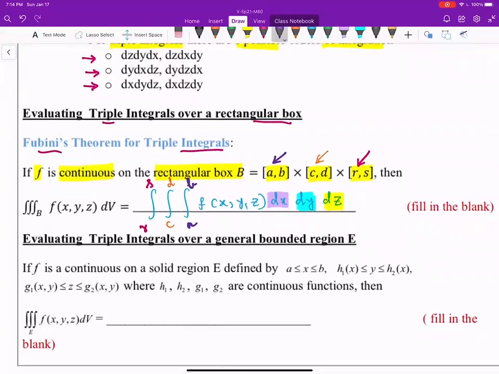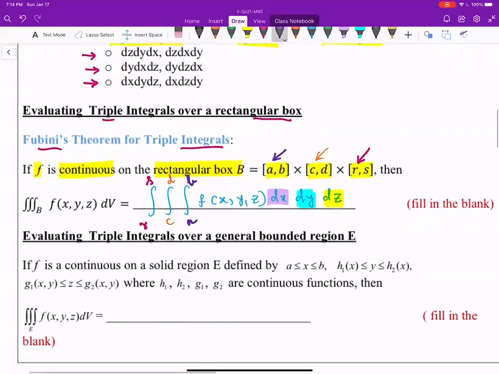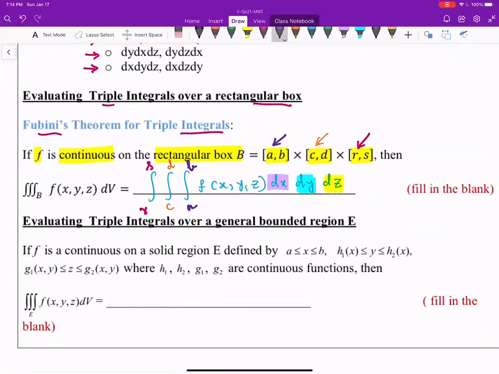So giving the limits appropriately in a triple integral is very important. Evaluating triple integrals over a general bounded region E is exactly similar to how we defined double integrals over a general region.